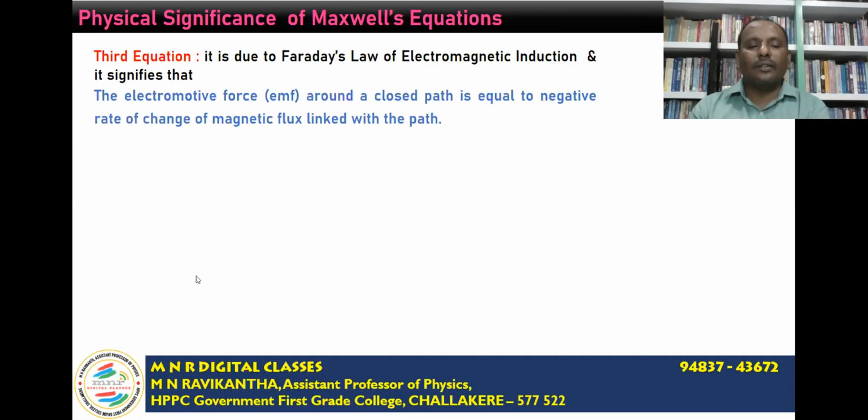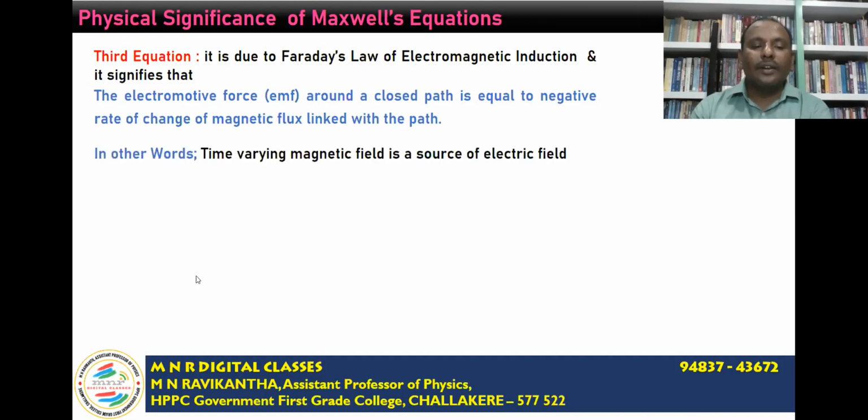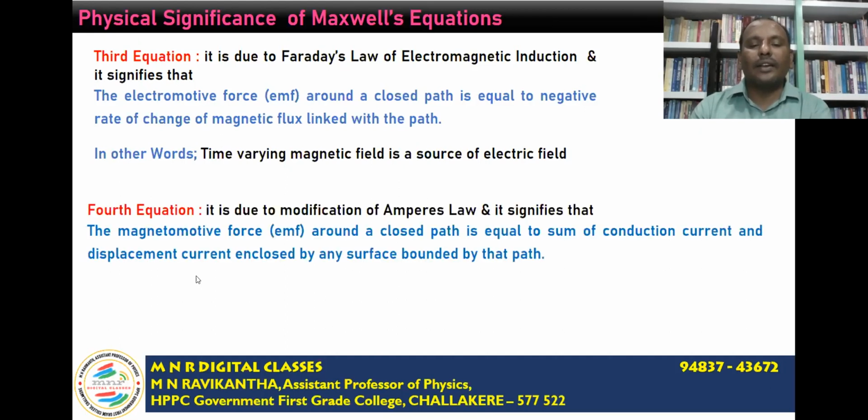Significance of the third law. The third equation is due to Faraday's law of electromagnetic induction, and it signifies that the electromotive force, that is EMF, around a closed path is equal to the negative rate of change of magnetic flux linked with the path. In other words, a time varying magnetic field is a source of electric field, or it generates the EMF.